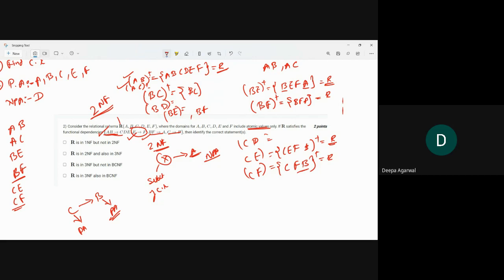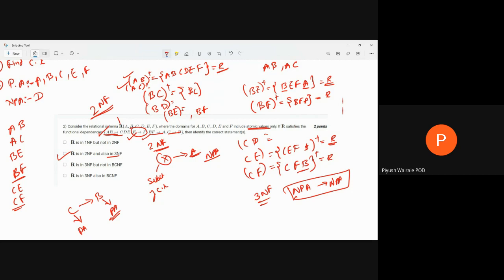Now for 3NF, just check whether a non-prime attribute determines a non-prime attribute or not. No, it's in 3NF also. So it is in 2NF also, 3NF also.